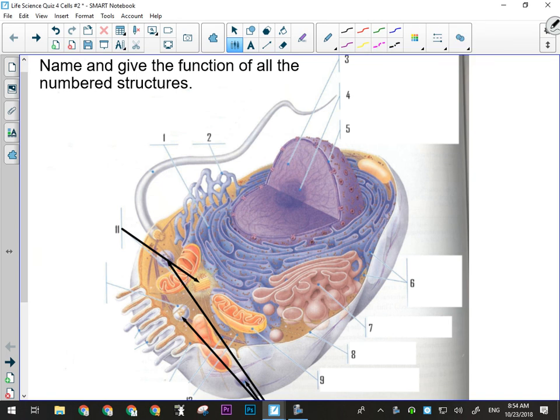All right, follow along here, guys. 1 mark for the name of the structure, 1 mark for the function of the structure. Amanda, can you just switch with R in there? Thanks. Okay, structure number 1 is the rough ER.